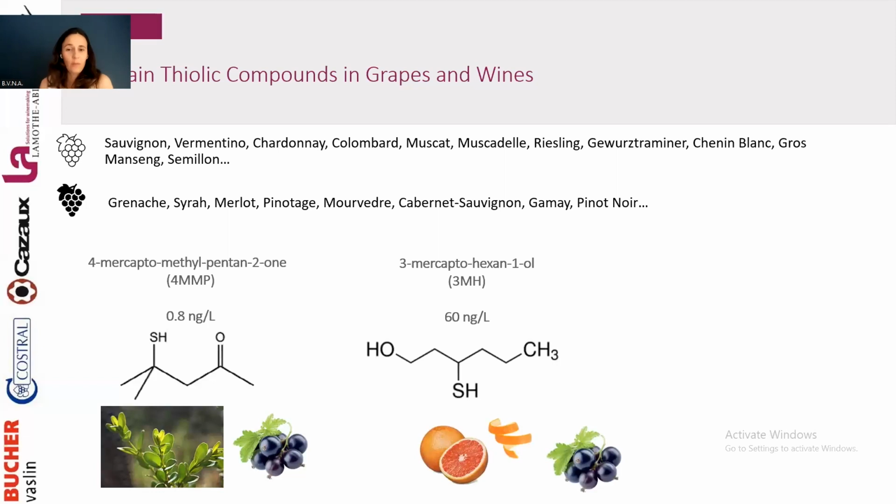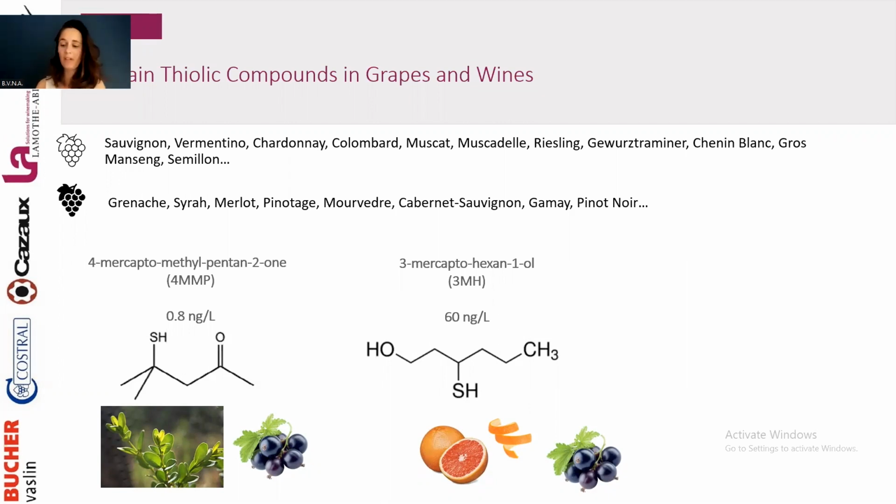The second thiol we will talk about is 3-mercaptohexanol, or 3-MH. The 3-MH smells very grapefruit, citrus in general, but on the grapefruit side. And in red wine, it's also associated with currants, blackcurrant, red currant. This compound has a higher threshold of 60 nanogram per liter, which means we need more concentration to actually smell it. Still it is very low.